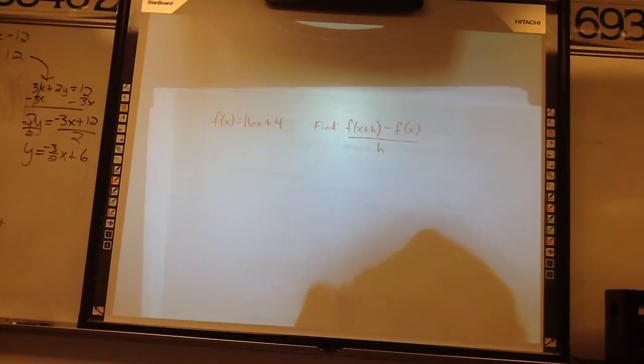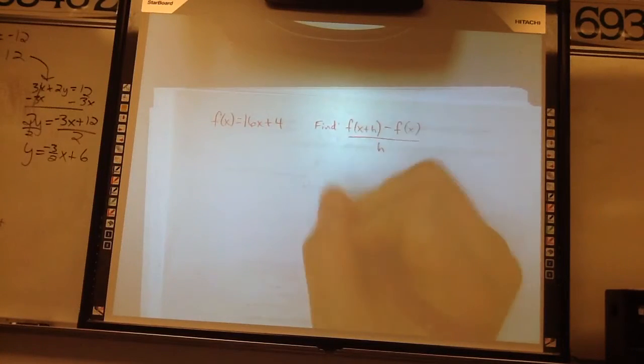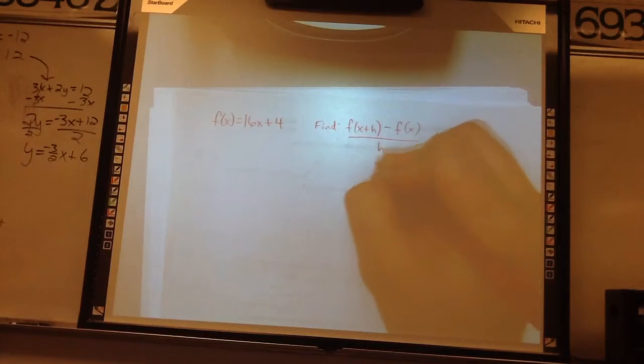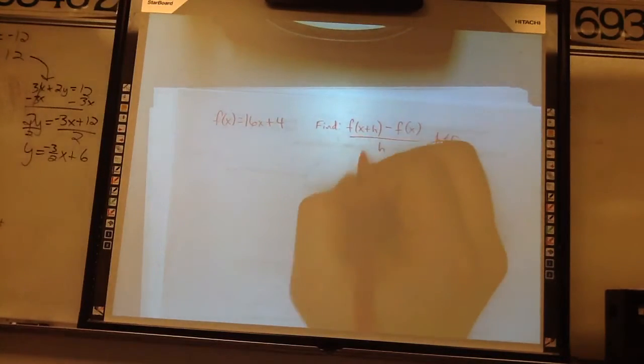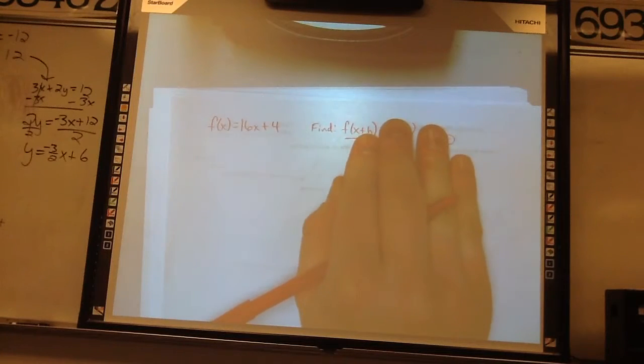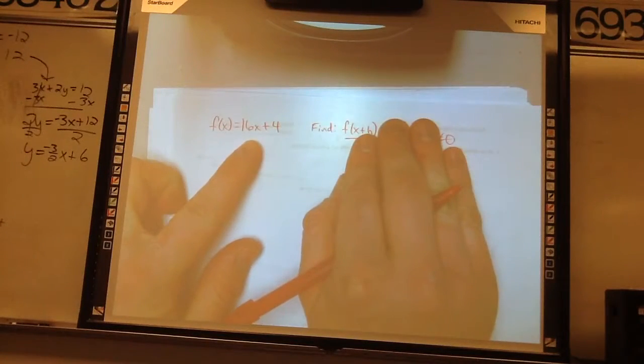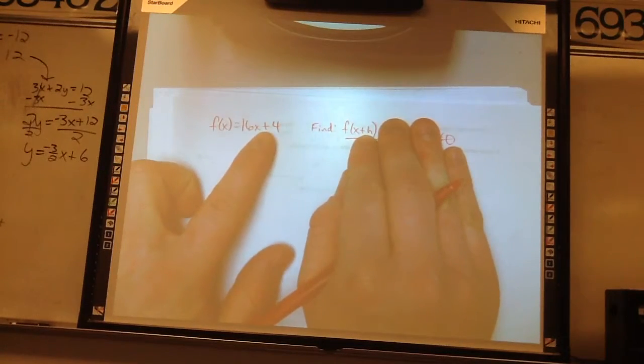But here you go. To find this, it'll say something like h cannot be 0. That's just telling you h can't be 0, whatever. You know how to find f of x plus h. You're just plugging in. Whatever's in the parentheses, you plug it in for x.